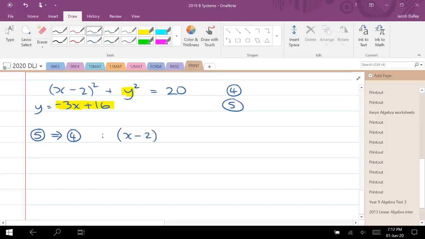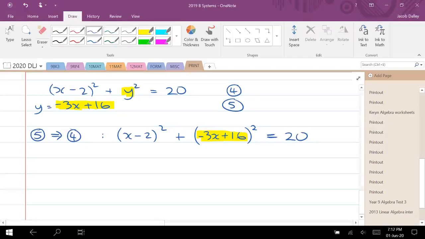Just have (x minus 2) squared, and then we'll have (negative 3x plus 16) squared. So that instead of y squared, we now have what the line equation is equal to. That is still equal to 20. Okay, now it's a simple matter of expanding and collecting our terms.